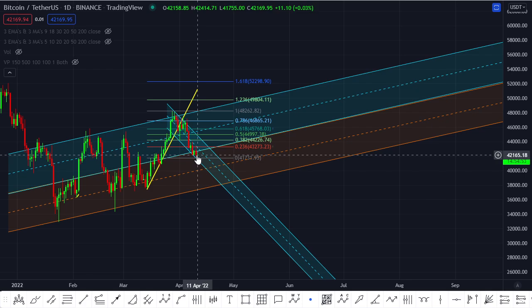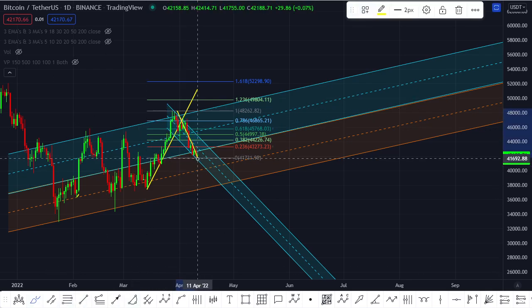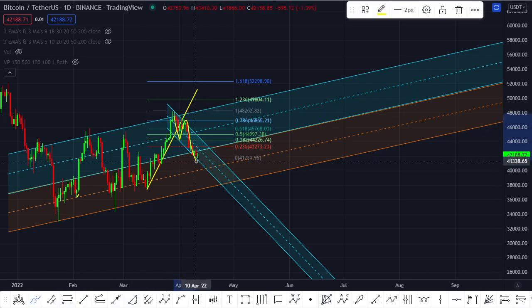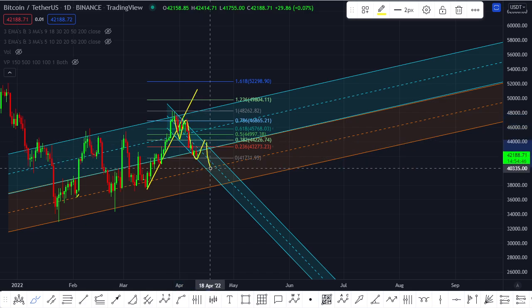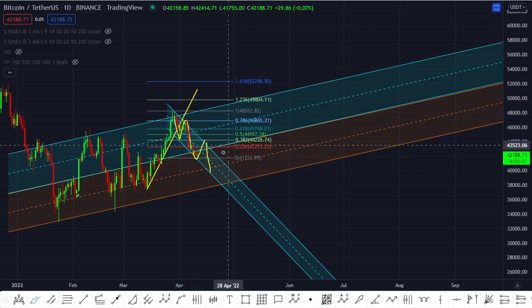Obviously, on the micro time frame, like the 4-hour, we already have an A, B, C, D. We might have a small D and then an E, and then after the E is finalized, we will move to the upside.